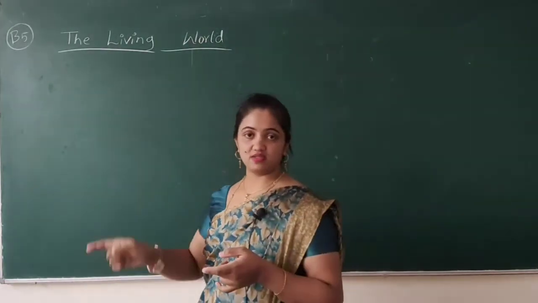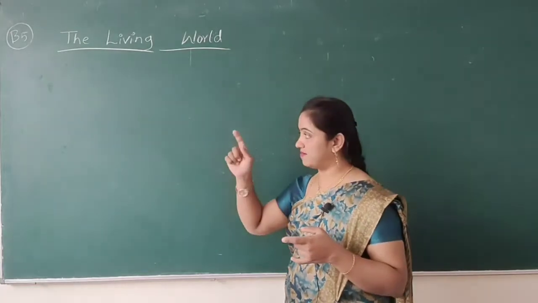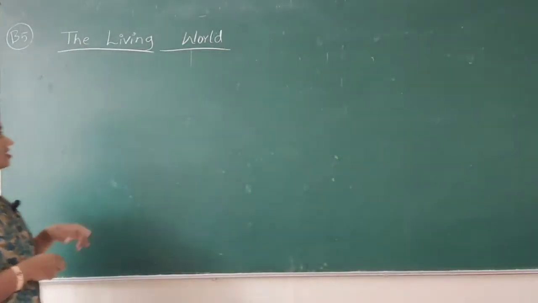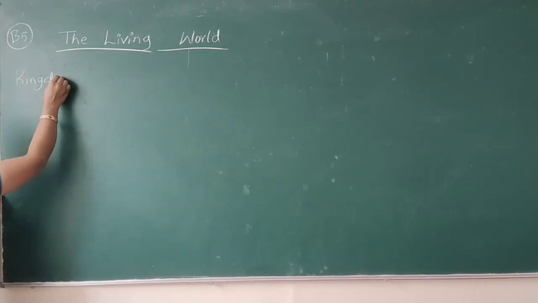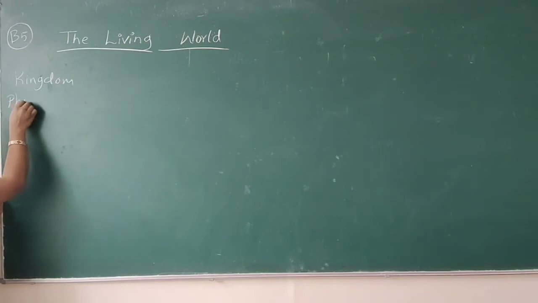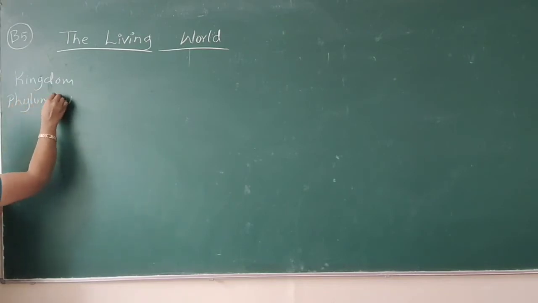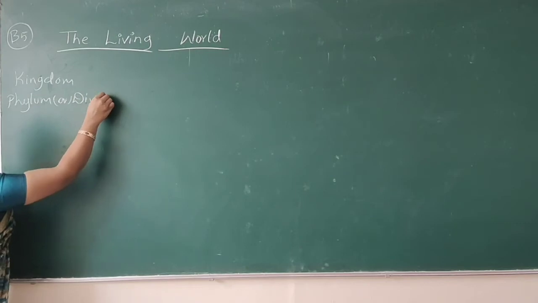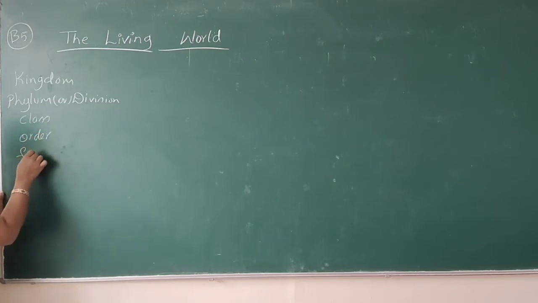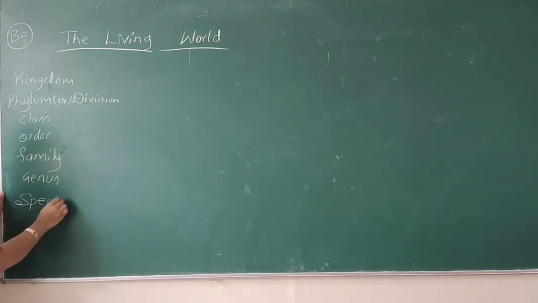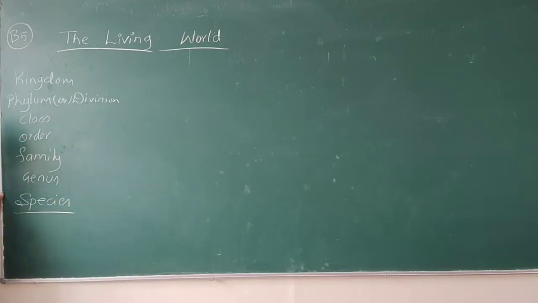Let me write the complete categories, the complete systematic position, so that you can follow the same. Here first is kingdom, phylum or division, class, order, family, genus, species. So the definition of species is important.